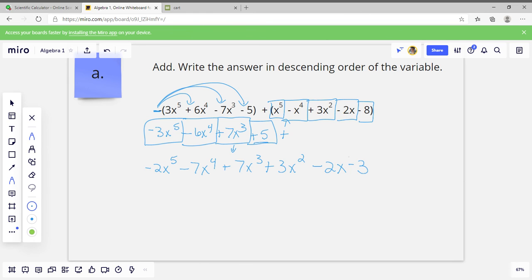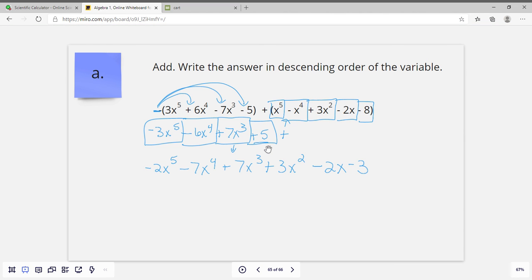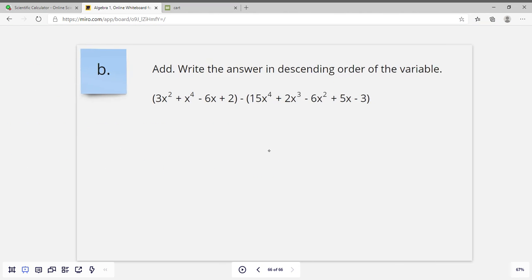Alright, let me double check that answer. Make sure I got it right, because sometimes I get it wrong. Alright, so I should have negative 2x to the 5th minus 7x to the 4th plus 7x to the 3rd plus 3x squared minus 2x minus 3. Alright, that is the correct answer. Okay, work the next one.